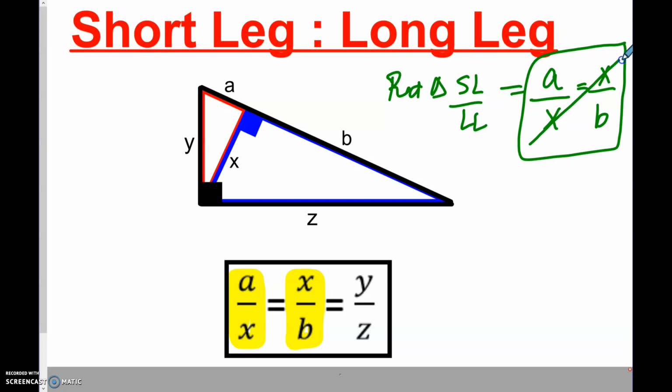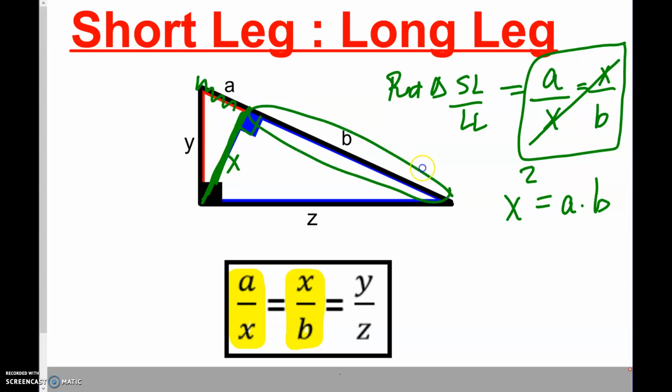So that when you multiply this together, don't we get x squared equals A times B? So every time you have a right triangle with this altitude coming down, if we know what this altitude x is, we can set up x squared equals this part times this part. So x squared equals A times B. Okay, so that's using the ratio of the short leg and the long leg.